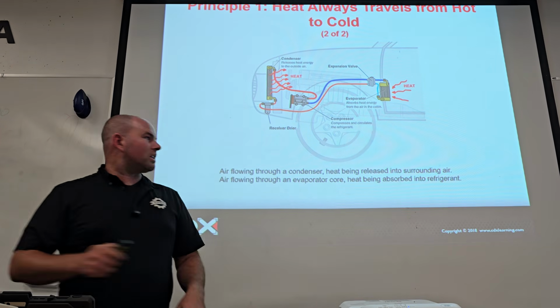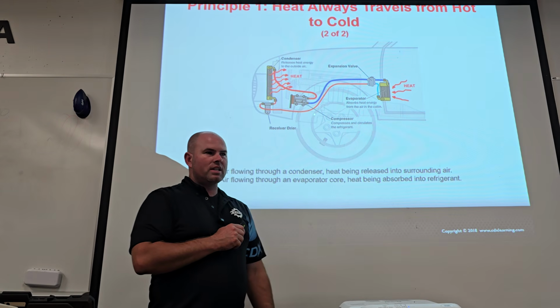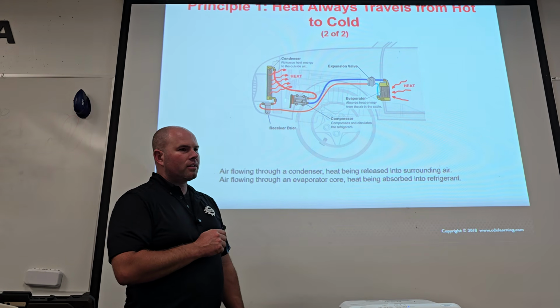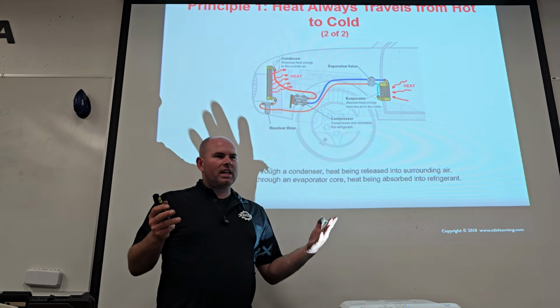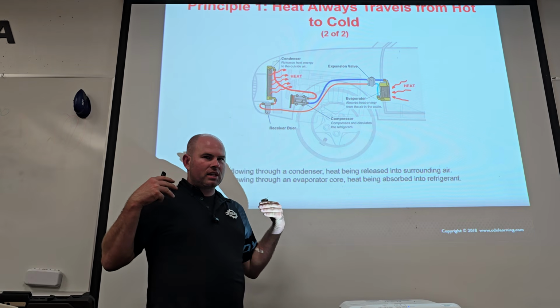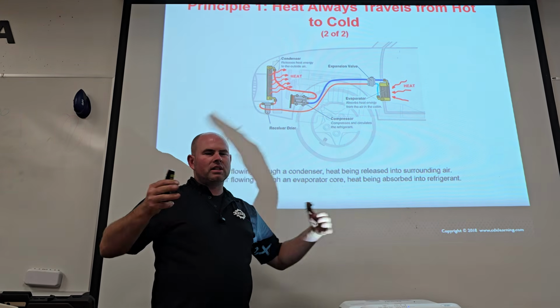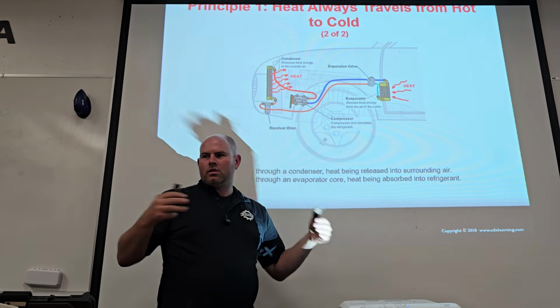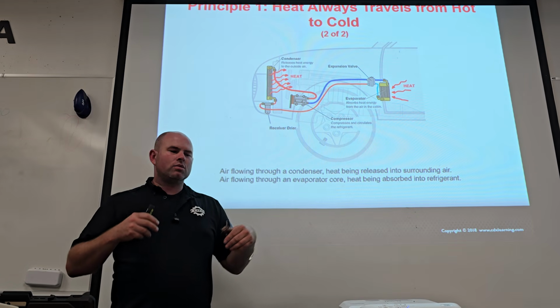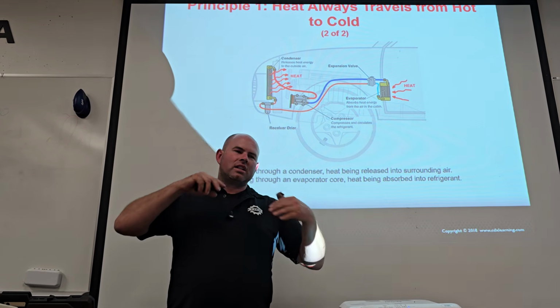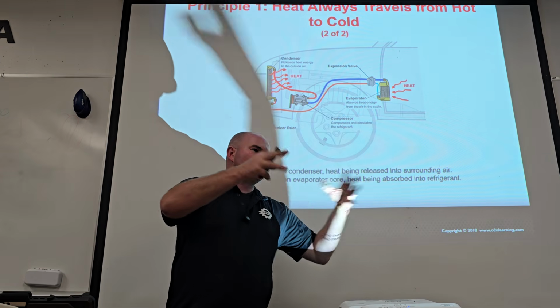So if this condenser is 240 degrees, isn't this the hot part? And outside it's only 80, right? So it's going to go from the condenser to the air. Makes sense? It always goes hot to cold. The condenser is where it releases the heat, but just understand it doesn't just release.